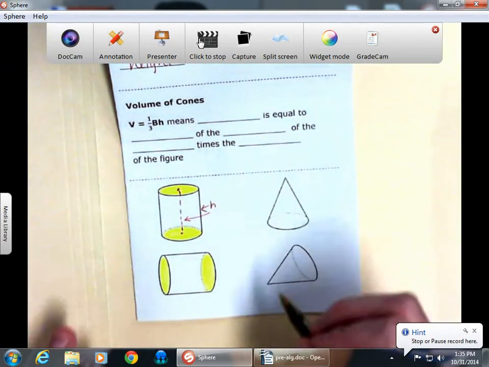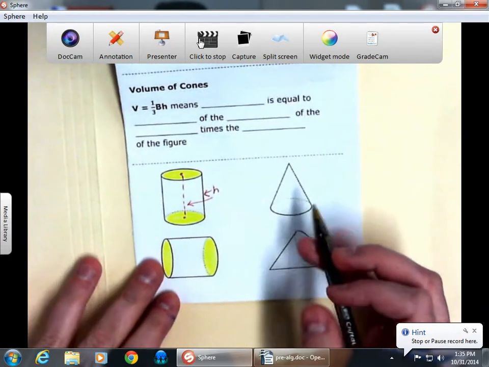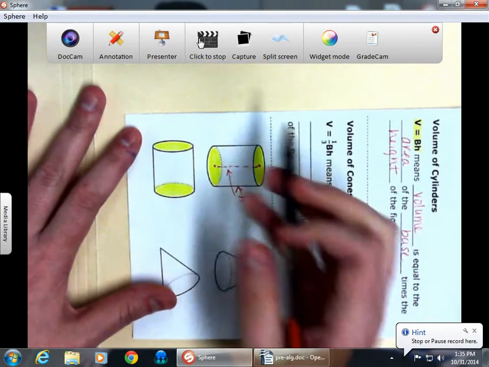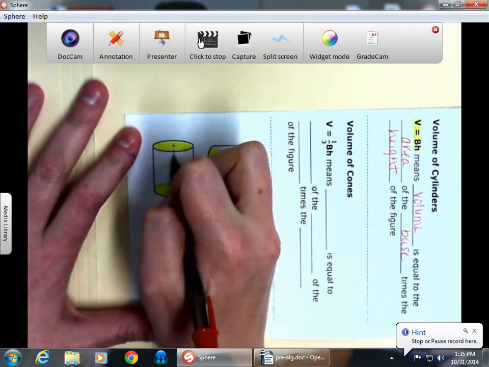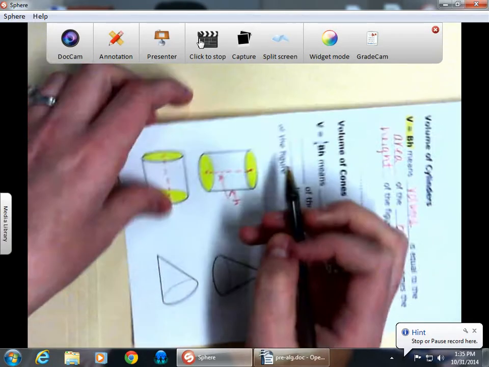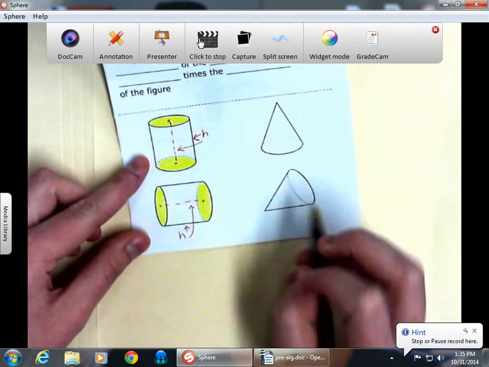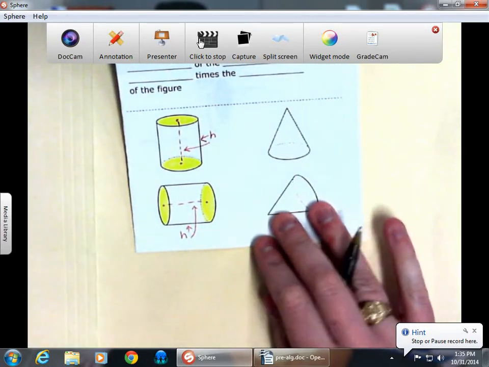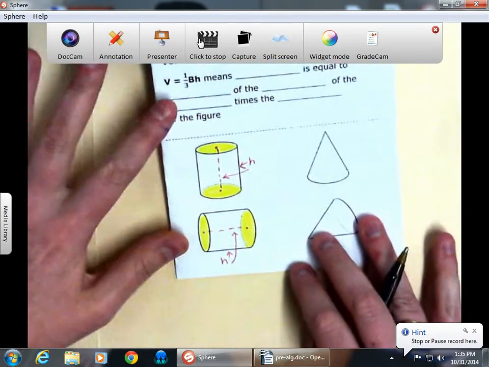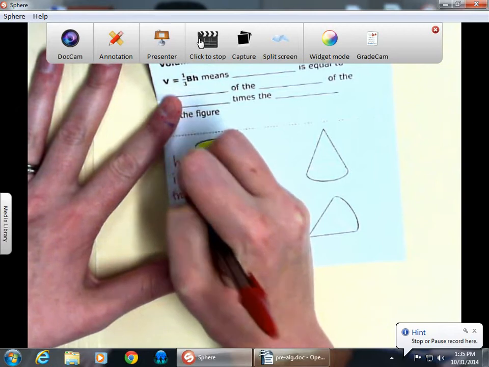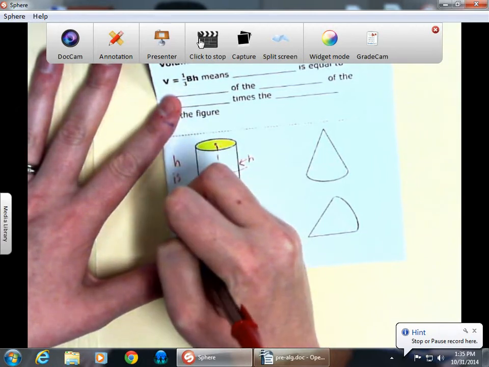Now if the cylinder is turned sideways, this went from base to base. If it bugs you, you can go this way. But our height is going to be this part right here, or that dotted line there, depending on how it's drawn. It is from base to base. So make yourself a note on the side. H is from base to base.